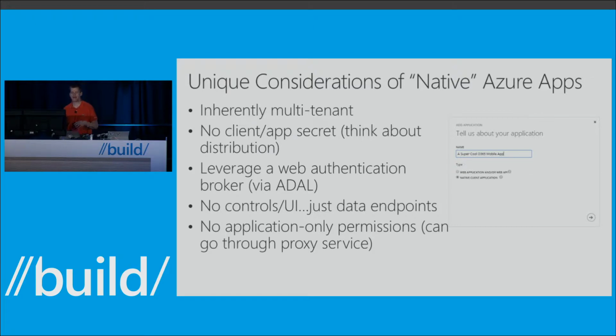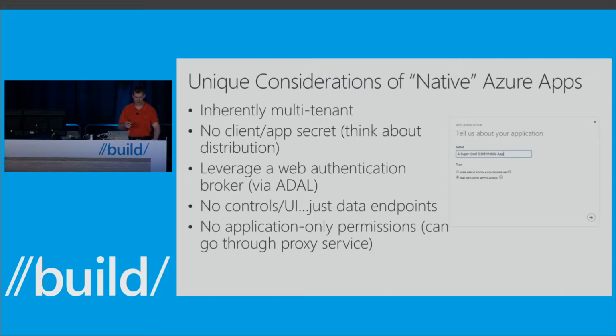No client app, or there's no secret. So if you've worked with OAuth before, a lot of times you have an app ID and an app secret, and you use that in this little dance, this OAuth flow, in order to get an access token. You don't have the concept of a secret, and it's actually a good reason.